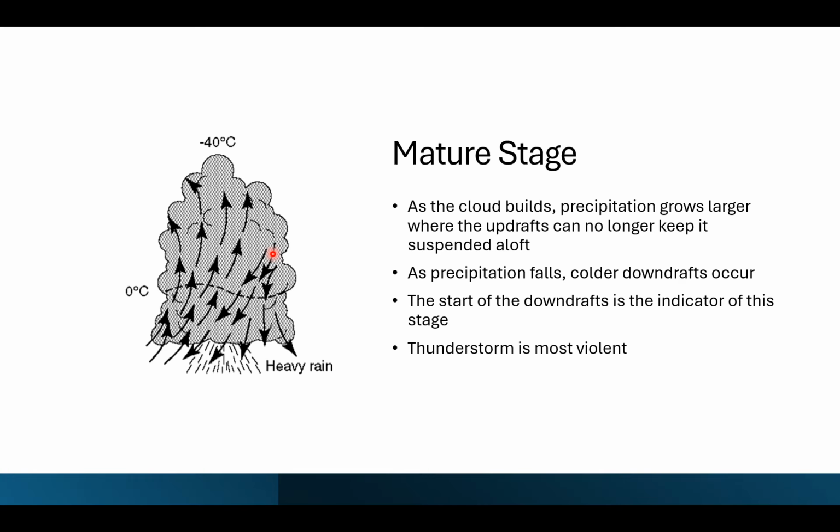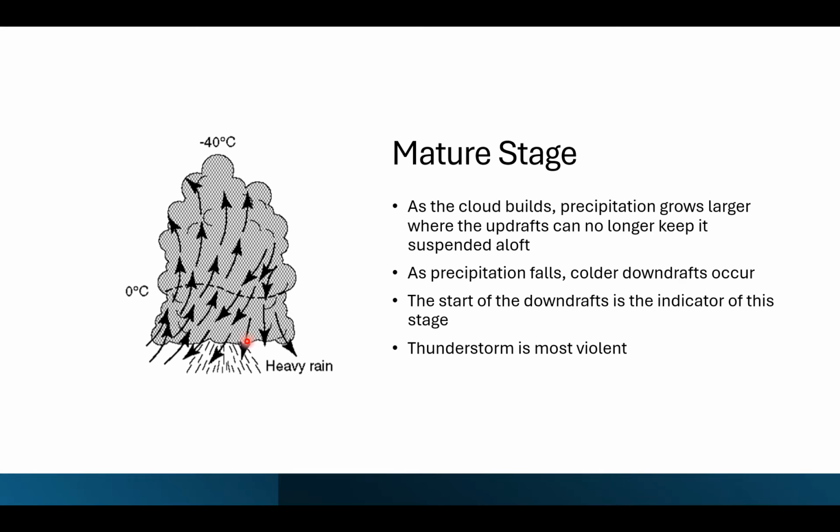And with this downdraft of air, you get a general cooler feeling. The temperatures can drop rather drastically in the heavy rain shower activity associated with a thunderstorm as this precipitation drags cooler air from aloft from the cloud down to the ground. The start of the downdraft itself is the indicator of the mature stage. And the mature stage has the most violent weather.